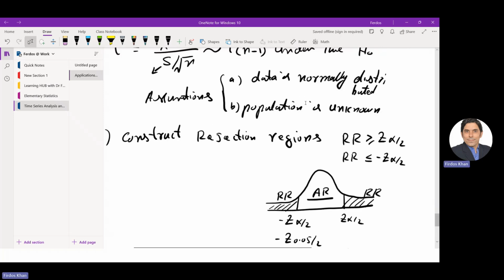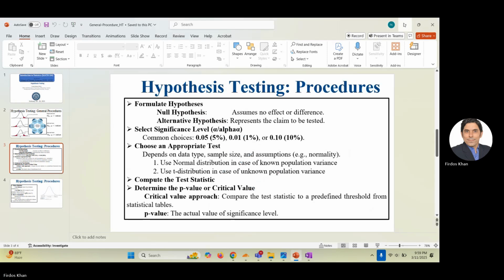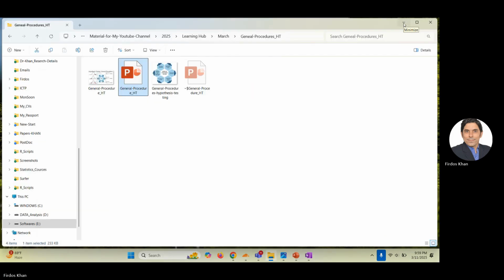Calculate this test statistic in this step, and then see if the test statistic value is less than or equal to this value. You will see this from the table. Let's see this from the table first. It's important. Let's see how we can.